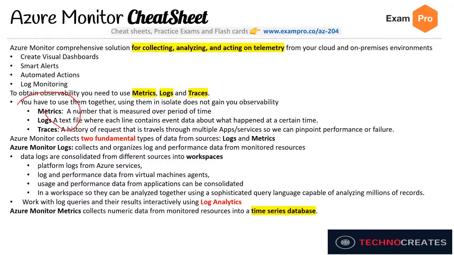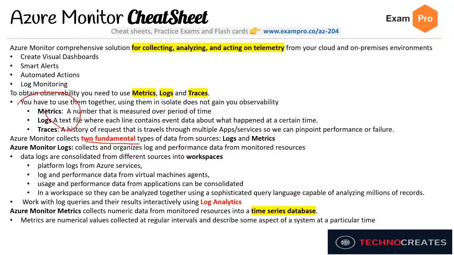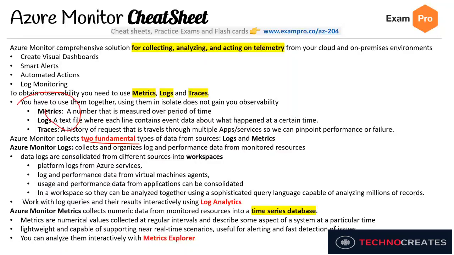Azure Monitor Metrics collects, and that's the second part here, right? So the two fundamentals. Azure Monitor Metrics collects numeric data from monitored resources in a time series database. Metrics are numerical values collected at regular intervals and describe some aspect of a system at a particular time. Lightweight and capable of supporting near real-time scenarios, useful for alerting and fast detection of issues. You can analyze them interactively via the Metrics Explorer.